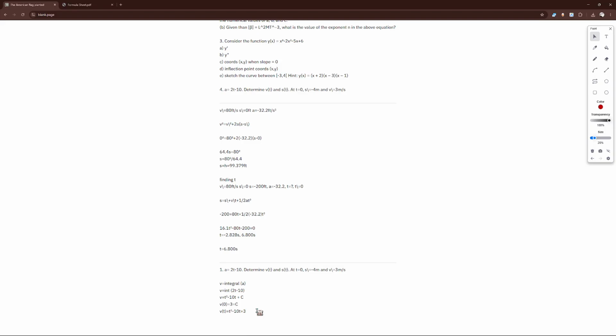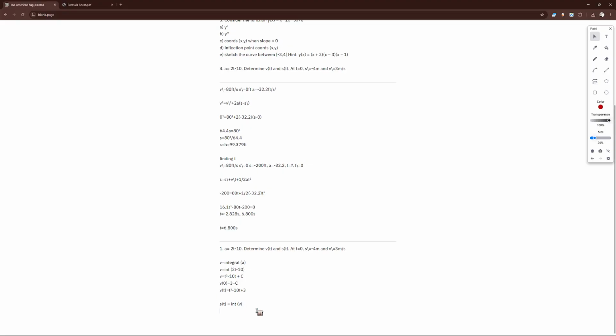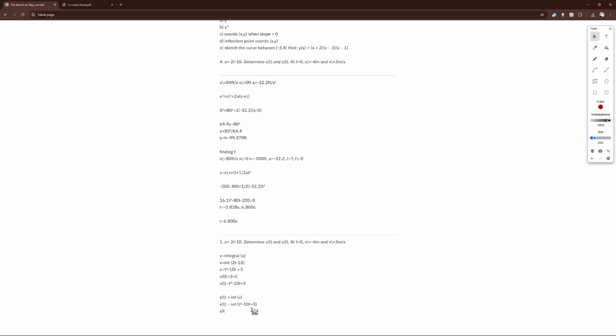And then now we just integrate again for s. So s of t is equal to the integral of v. So that means s of t is the integral, oops, I forgot the equal sign, of this equation, t squared minus 10t plus 3. So s of t is equal to a third t cubed minus 5t squared plus 3t plus c.